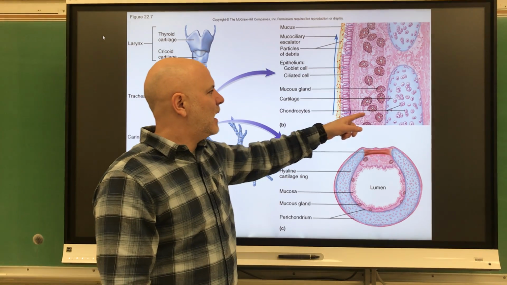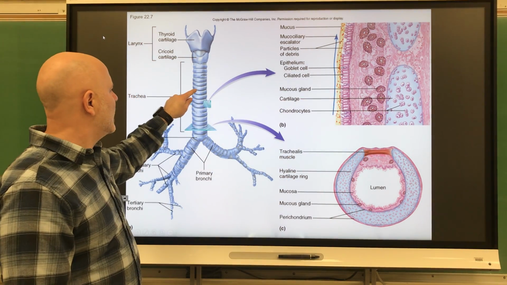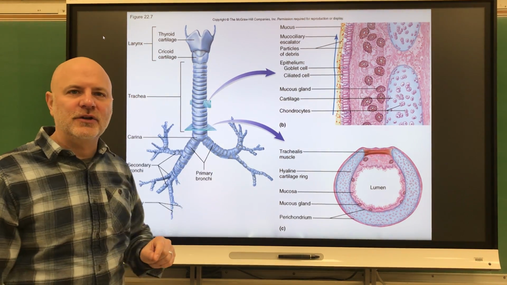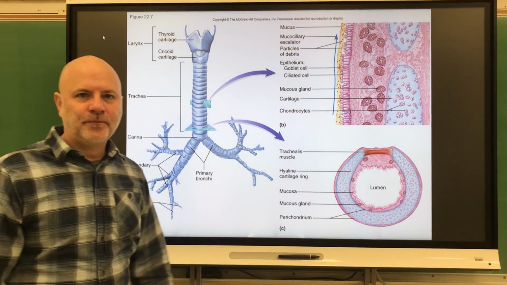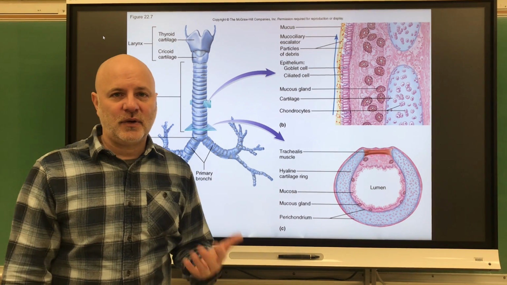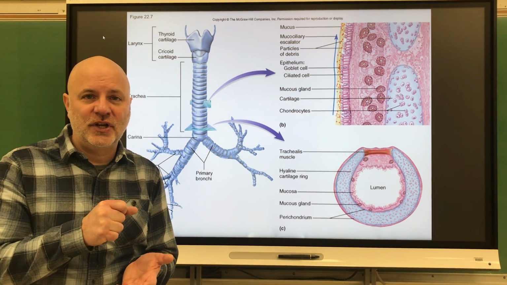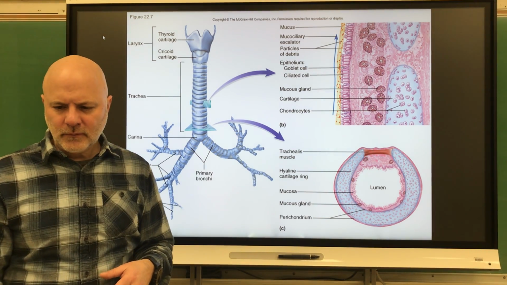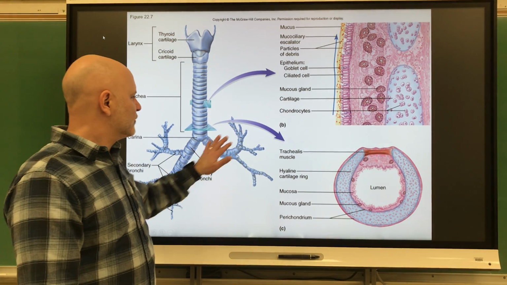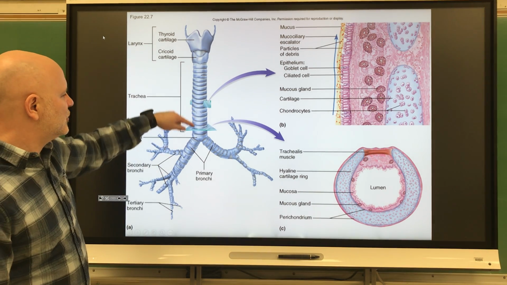Now, the trachea has these rings to it. Those are hyaline cartilage rings, and this keeps our trachea open all the time. Now, choking is tracheal blockage, so you have something lodged in there and you can't get air into or out of that. All right?